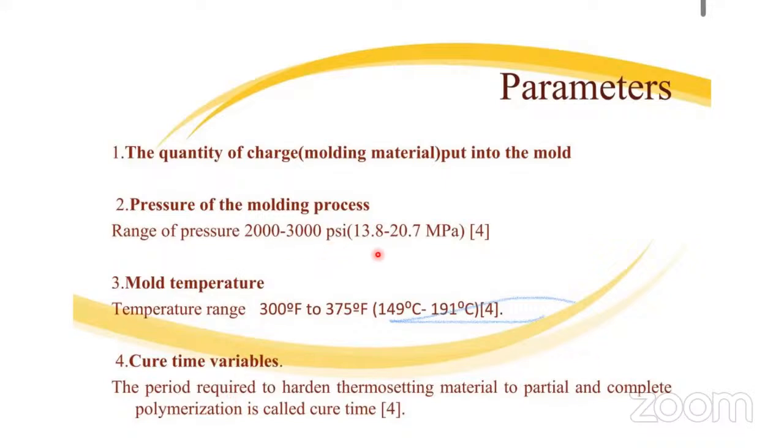Second thing, pressure of the molding process. The pressure may be 2000 to 3000 pounds per square inch, or maybe 13.8 to 20.7 megapascal. High pressure is required to hold the upper part and lower part of the mold. In mold temperature, how much temperature? 149 to 191 degrees Celsius.